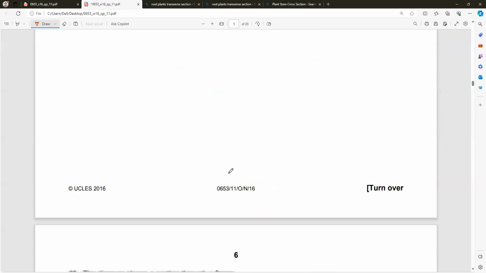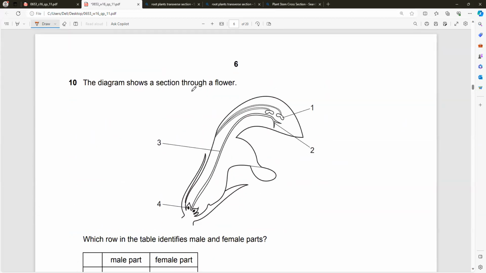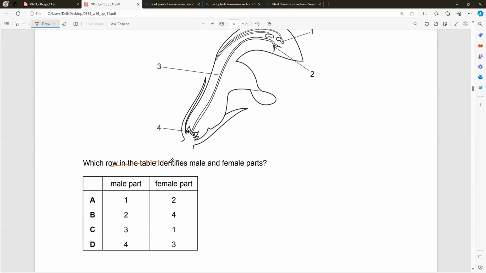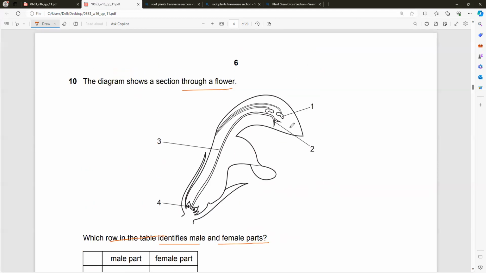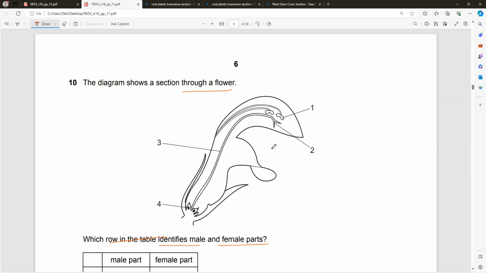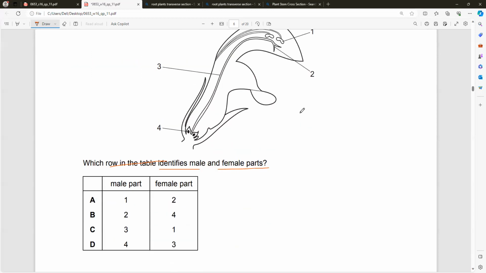Next. The diagram shows a section through a flower. Again, a similar question. Now, which row in the table identifies male and female parts? Identify the male and female parts. Which is the male part? Male part, anthers. Anthers are present where? Check it, everybody. This one. Am I right? One and two. Am I right or wrong? One is male and two is female. Is it right, guys? Yes, sir.